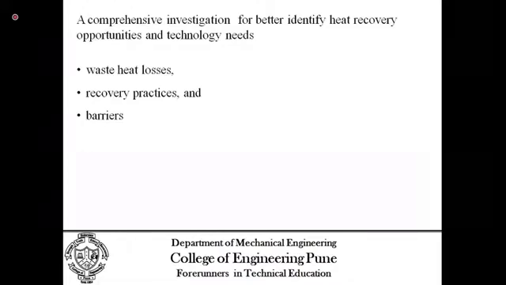The first is we should know which are the different waste heat losses. Second is how that heat can be recovered, so which are those recovery practices? Of course, all three are related to quantification. So first we must know the quantity of waste heat available in the equipment as well as in the processes. And second is which are the feasible recovery practices that are used in the industry. I have used a specific word, feasible.